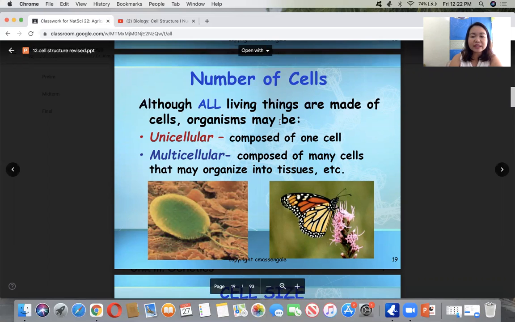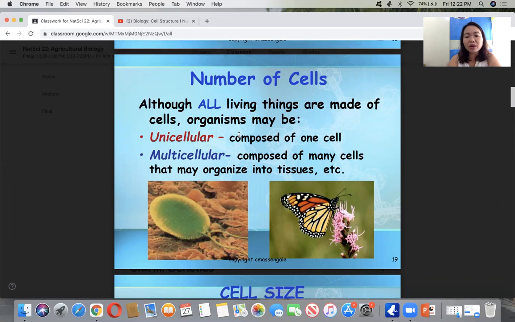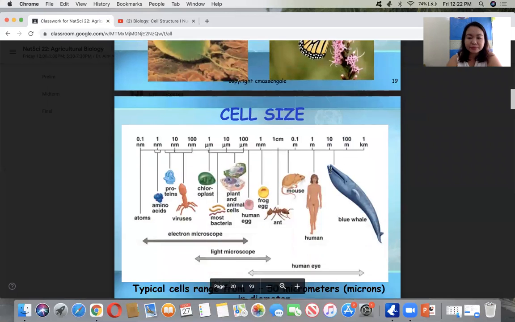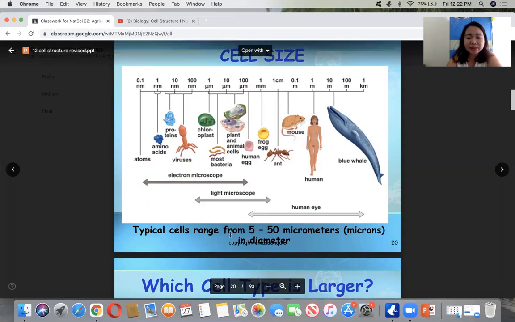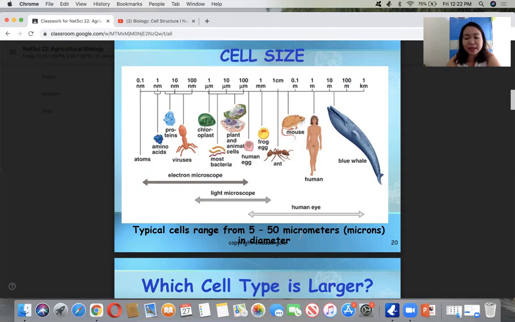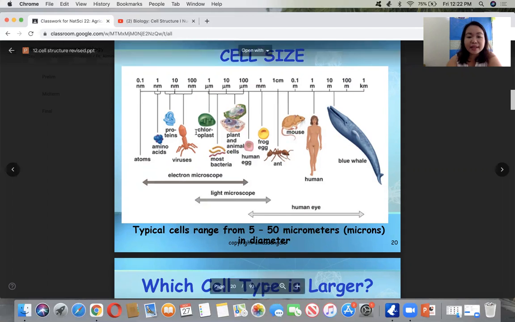Although all living things are made up of cells, organisms may be unicellular or multicellular. From the word uni, it is only composed of one cell, and multi meaning composed of many cells that may organize into tissues, as has been mentioned earlier. So the cell size, actually, typical cells range from 5 to 50 micrometers or microns in diameter.